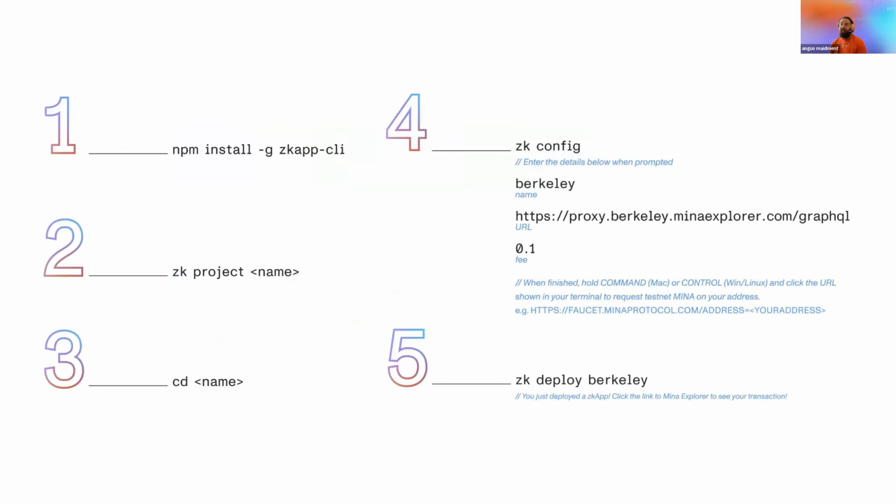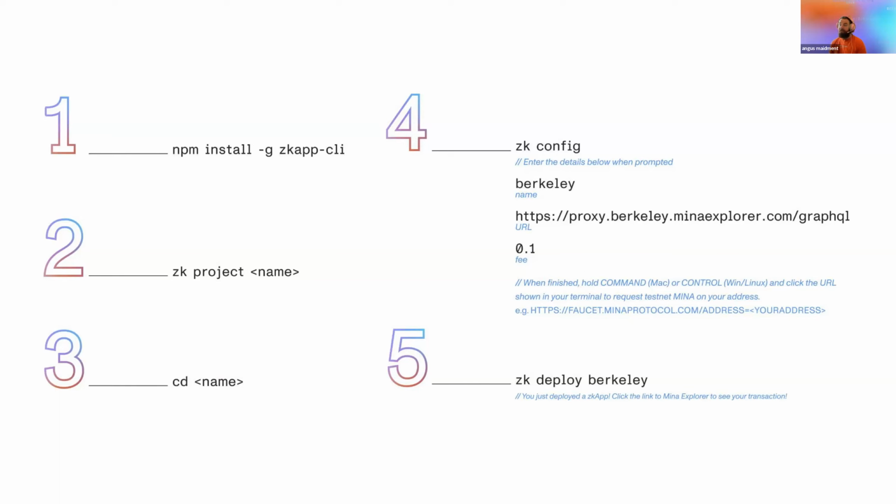Getting started really is as simple as taking these 5 steps, which is you install the CLI tool. The CLI tool actually has a lot of boilerplate and scaffolding, so you can use that. ZK project creates your project. You go into the directory of your project name. You do some config, right? And then you're ready to deploy your ZK app. But there is also a step where you have to request some testnet tokens from the faucet. But after that, you're ready to deploy your ZK app, right? And you can check it out and see how things work.